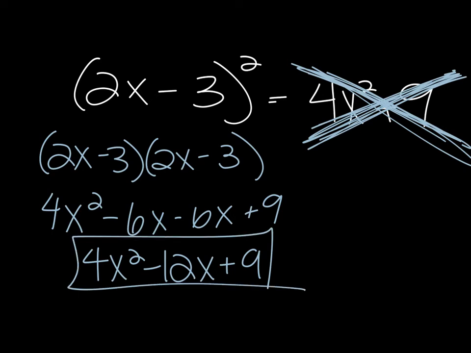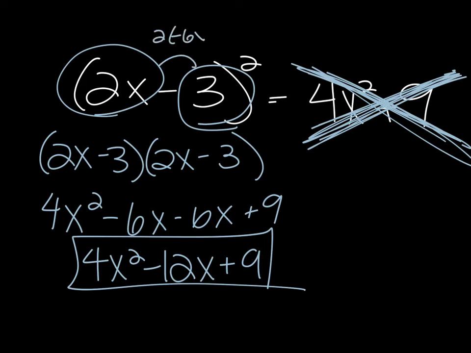To get this. Or you can use a shortcut. Square the first term. So the square of 2x squared is 4x squared. Square the last term. The square of 3 is 9. That's the last term. And then multiply the two together and double it. 2 times a negative 6x would give me this negative 12x.